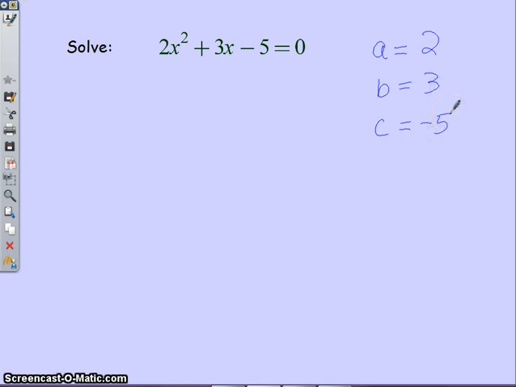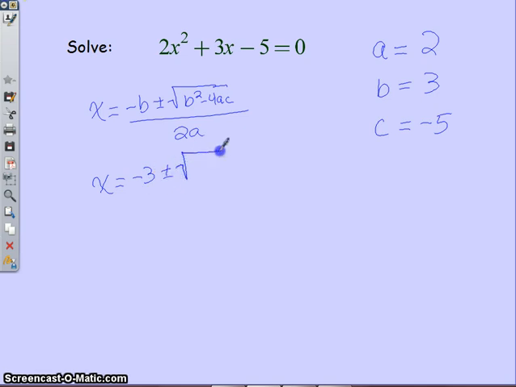Recall that the formula states x equals negative b plus or minus the square root of b squared minus 4ac all over 2a. Now this is very much just computational, so it's going to take putting some paper and pencil together and doing a little bit of work. We know our b value is 3, so let's plug in. x equals negative 3 plus or minus the square root of 3 squared minus 4 times 2 times negative 5, all over 2 times 2.